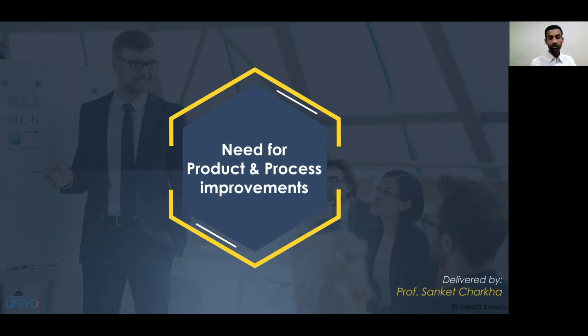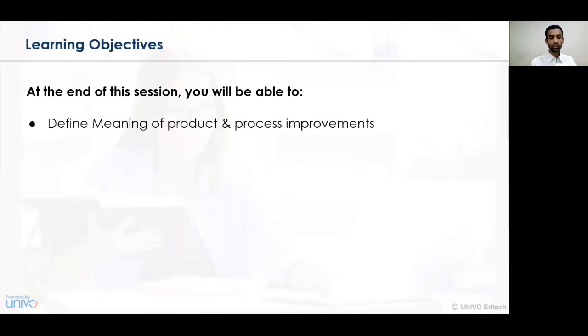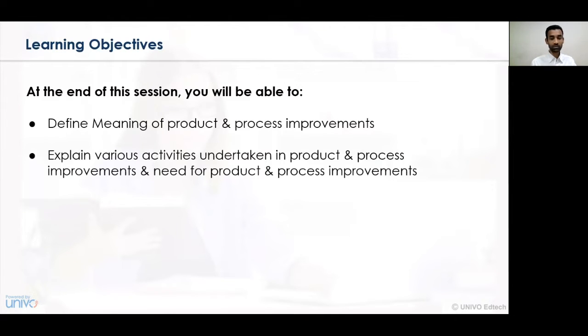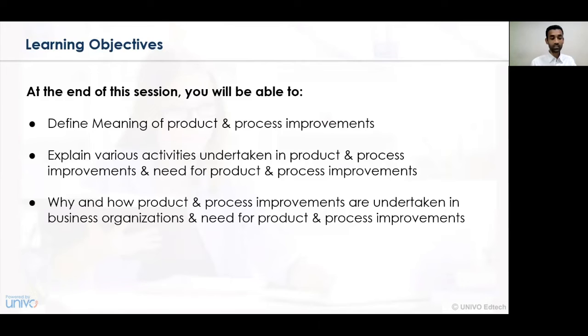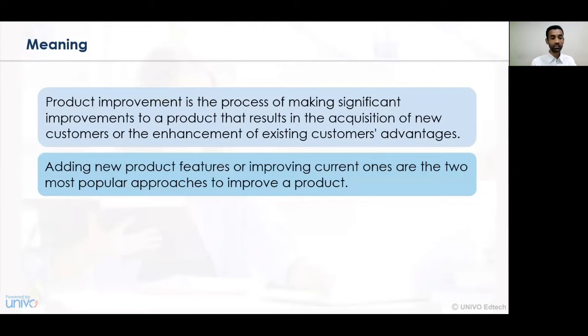In this particular session, we'll be understanding and dealing with the concepts of need for product and process improvements. The learning objectives: at the end of this session, the learners will be able to understand what we mean by the product and what is the process improvements, what are the various activities that have been undertaken in terms of product and process improvements, and what is the need for product and process improvements. And lastly, why and how product and process improvements are undertaken in the business organizations and what is the need for it.